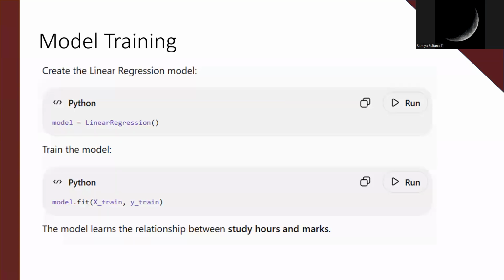Next is model training. After data preparation, the linear regression model is trained using the training data. During training, the algorithm calculates the best values of the slope and intercept to create the best fit line. The objective is to minimize prediction error so that the model can make accurate predictions for new data.